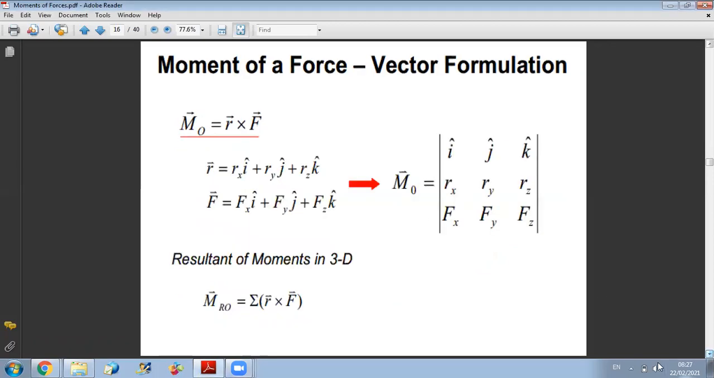Now, how to calculate then? As we have seen, we can use the matrix method for calculation of the vectorial product. So if I want to calculate the moment of a force, I can do the following matrix. In the first line I put i, j, k, in the second line I put the components of the position vector, rx, ry, rz, and in the third line I will put the components of the force, Fx, Fy, and Fz.